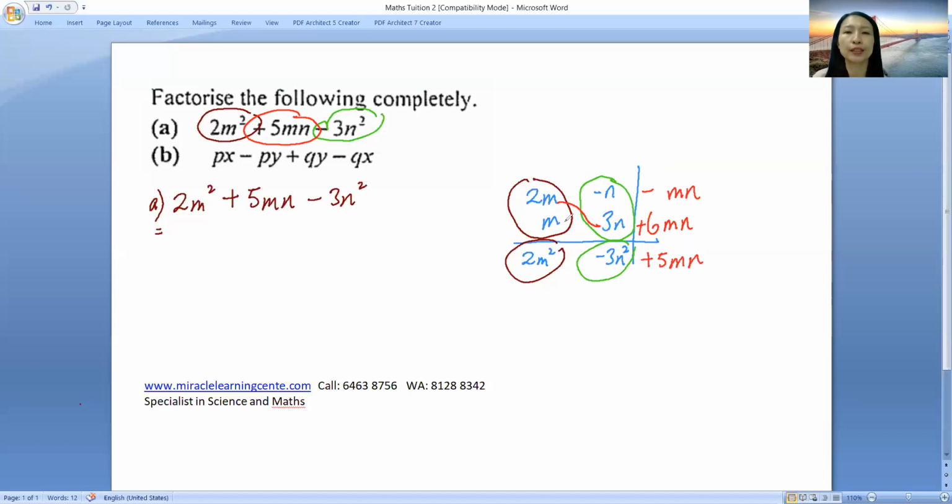And if I add them together, I get positive 5mn, which is correct. Whereas if I put the negative on the minus 3n, then I will not be able to get positive 5mn. Okay, so this will be the answer.